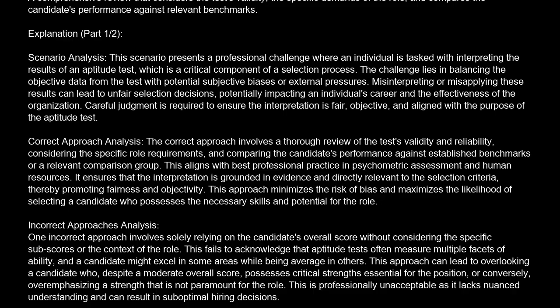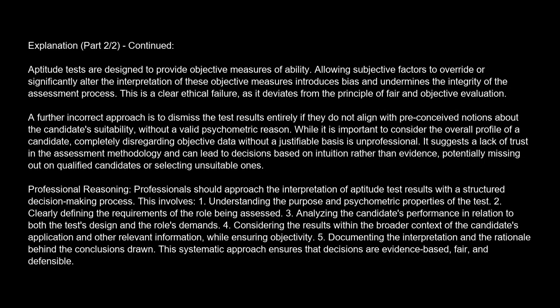Another incorrect approach is to allow personal impressions or anecdotal information about the candidate to unduly influence the interpretation of the test results. Aptitude tests are designed to provide objective measures of ability. Allowing subjective factors to override or significantly alter the interpretation of these objective measures introduces bias and undermines the integrity of the assessment process. This is a clear ethical failure, as it deviates from the principle of fair and objective evaluation. A further incorrect approach is to dismiss the test results entirely if they do not align with preconceived notions about the candidate's suitability, without a valid psychometric reason.